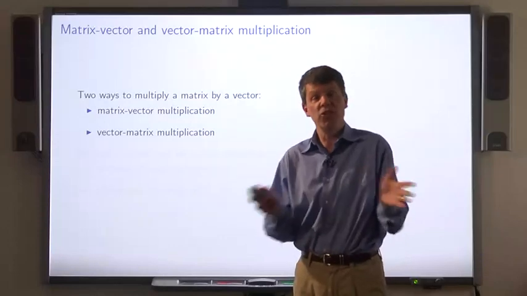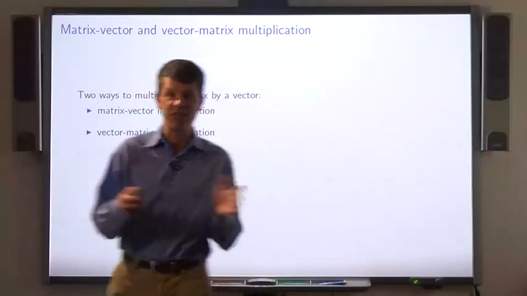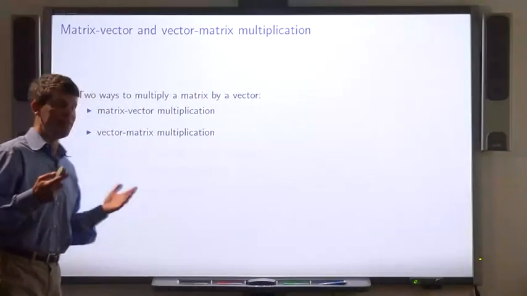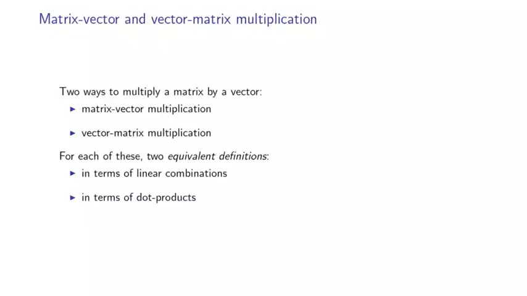What do we do with matrices? Mostly we multiply them by vectors. There are two ways to multiply a vector and a matrix. One is called matrix-vector multiplication, and the other is called vector-matrix multiplication. For each of these, I'm going to give two equivalent definitions, and which definition is most appropriate depends on the situation.